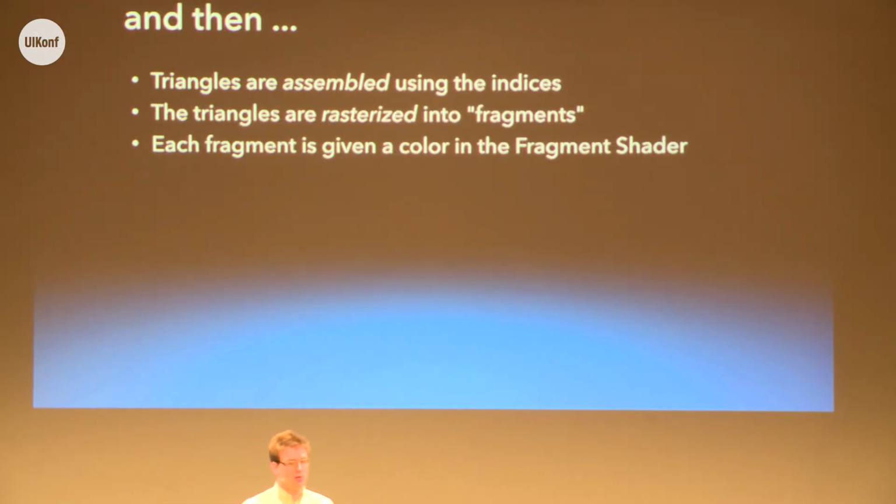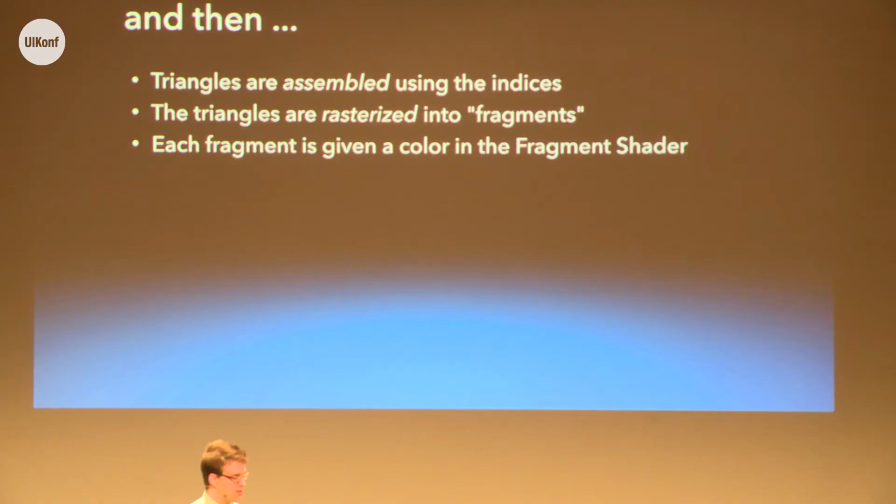After that, all of the transformed points are assembled into these triangles using the index data that we had from before. And these triangles are rasterized into pixel-sized samples, which are called fragments. And each fragment has its color calculated in another programmable stage, which is called the Fragment Shader, that executes for every fragment.